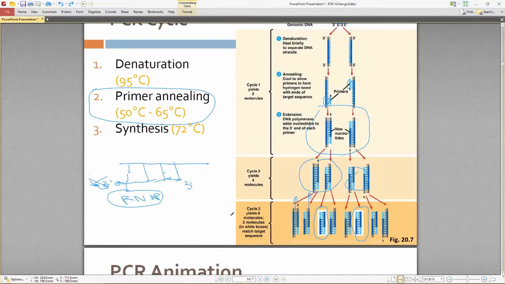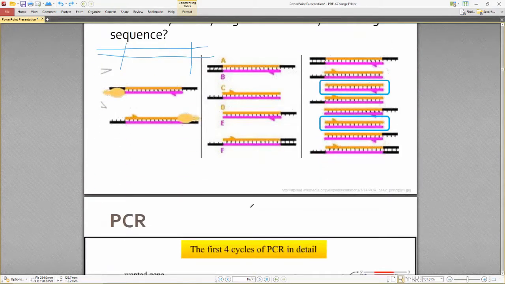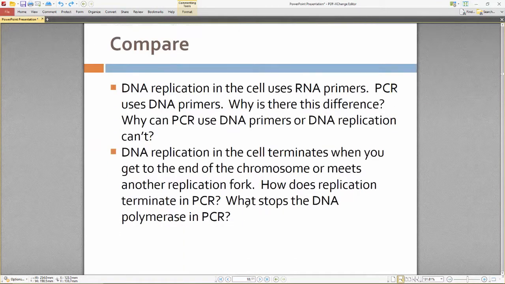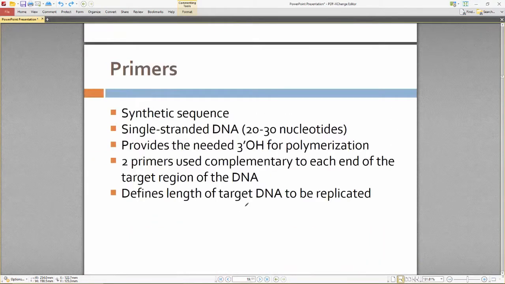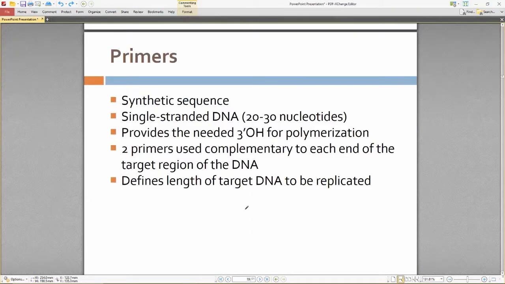Also, if you were to decrease the temperature, does that stop it? Let's say you decrease to room temperature. I think it might. Let's go over it because we'll go over Taq polymerase, I think, in one of the next slides. Okay, let's go over this again.